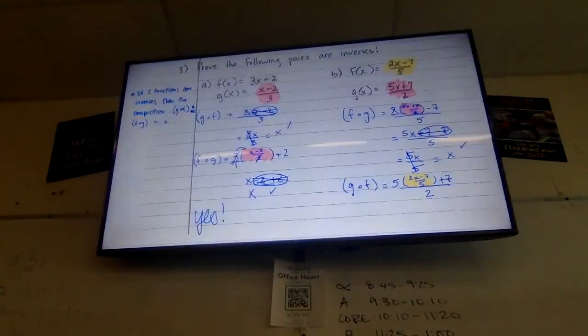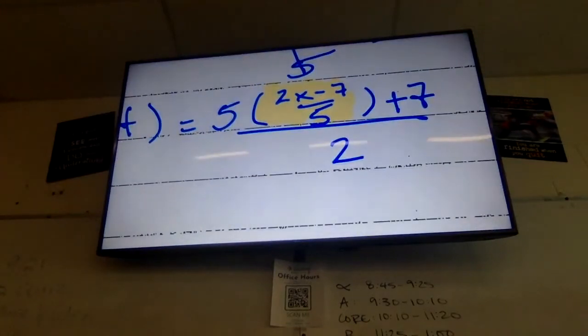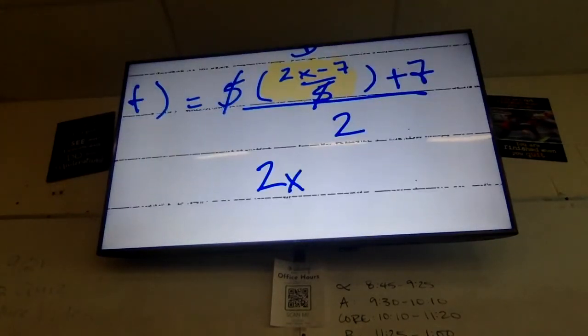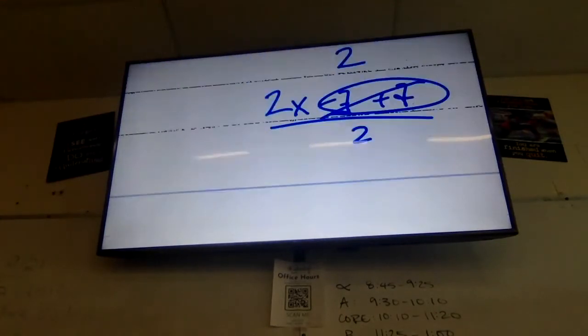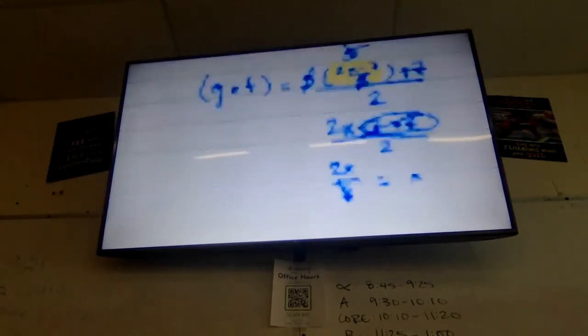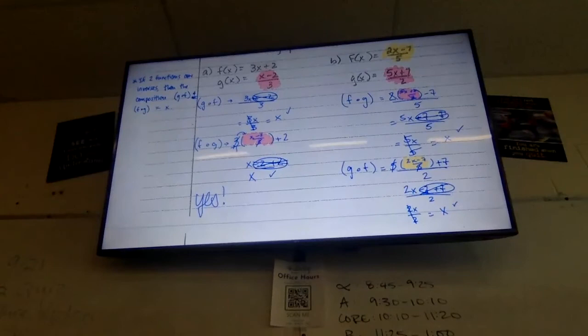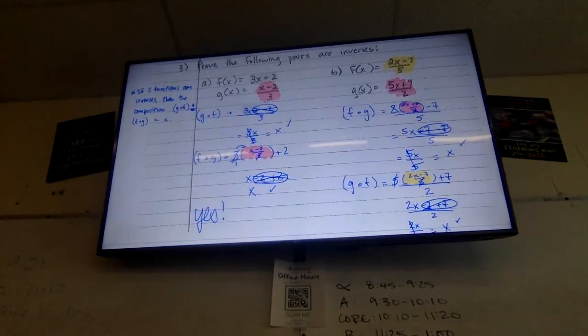All right, I did my f of g. I plugged g into f, and I solved, and I got x. And now I'm trying to do my g of f, see if I can get a nice pretty answer as well. We're off to a good start. And I did. So this one, by doing my compositions, I also was able to prove that they were inverses of each other. Again, to prove that they were inverses, I was doing the composition.